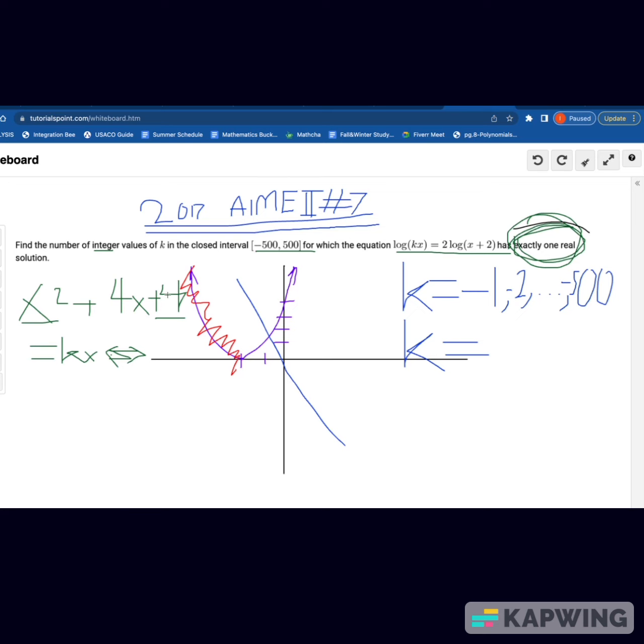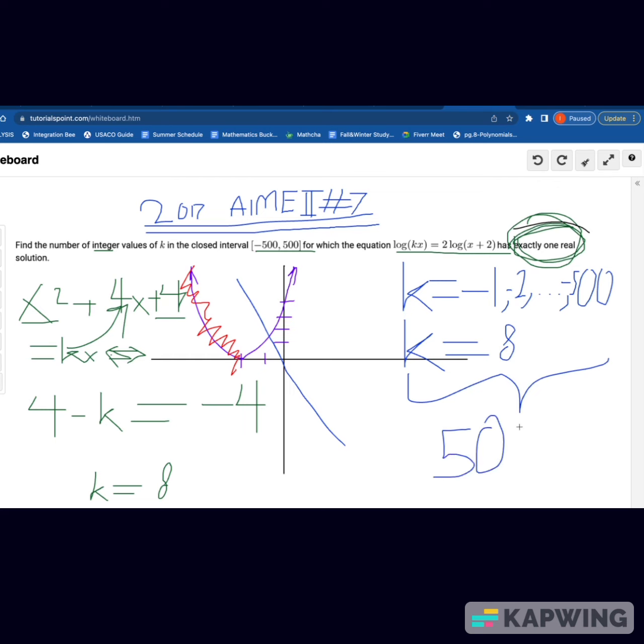So now, the new x term is (4 - k)x, and we want that to be -4x for the whole quadratic to be a square and thus have only one solution. So k from this case must be 8, and I'm going to write that over here. So k equals 8, plus any negative integer from -1 through -500, gives us a total of 501 solutions for k.